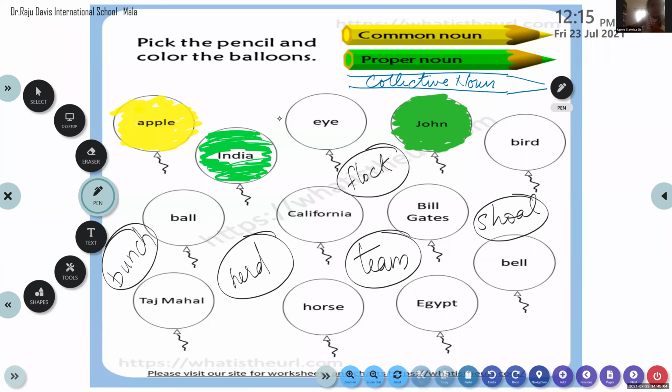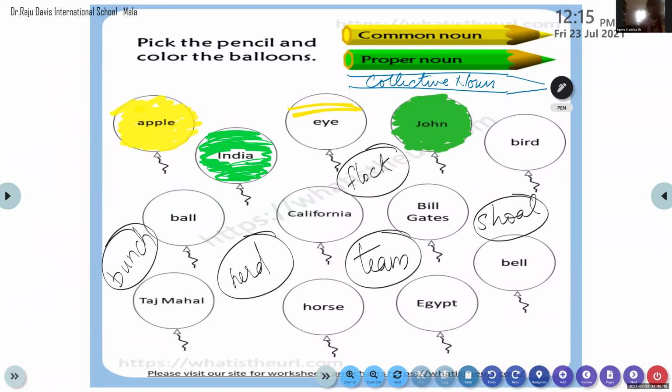Common. Yes. Parts of the body are considered as common noun. Okay, so I have to color it in? Yellow. Yellow, very good. So I have to color it in yellow. Okay, now let's move on to the next word, Jisil.